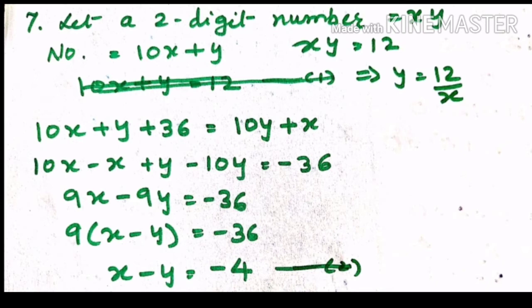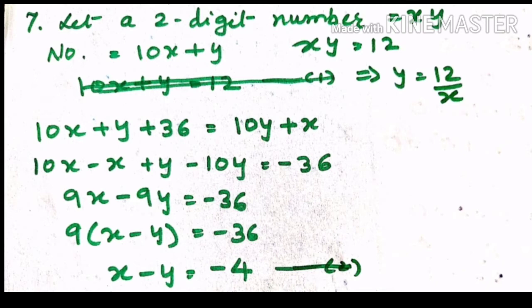Now you students, already we have studied this type of questions in 8th standard and 9th standard, but again I am explaining to you that the number, if you write it in an expanded manner, then you can write the number as 10x plus y. Why? Because x is in the tens place and y is in the unit place. So 10x plus y is the number, and the product of the digits, xy, is equal to 12.